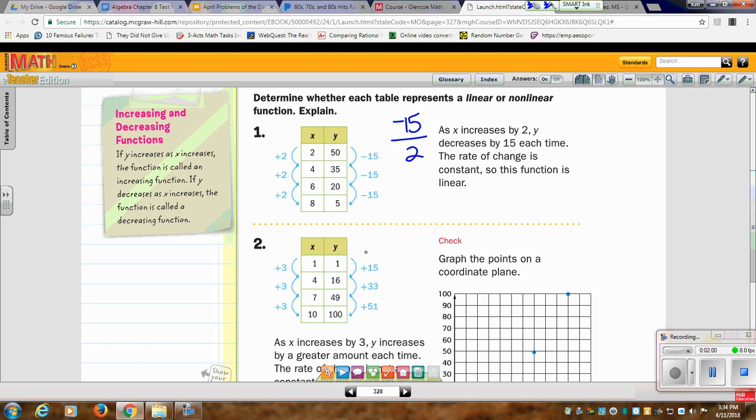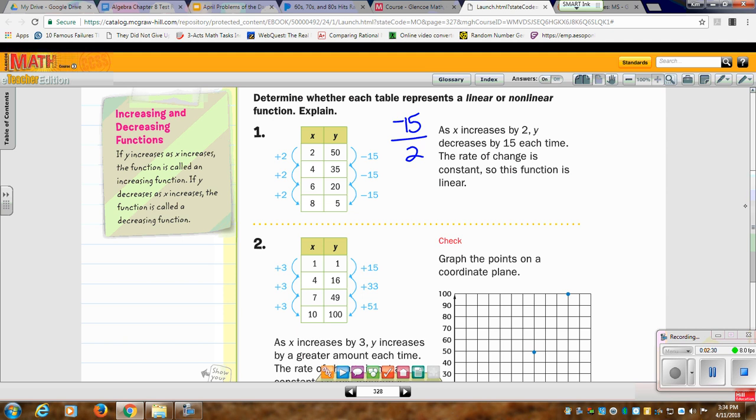Now you might stop there and say this is not linear, but you have to check this side, and then you have to compare intervals. Since this side is constant, 1 to 4, 4 to 7, 7 to 10, as you can see, an increase of 3. Since my domain has a constant rate of change and my range is not constant, this would not be a linear relationship.